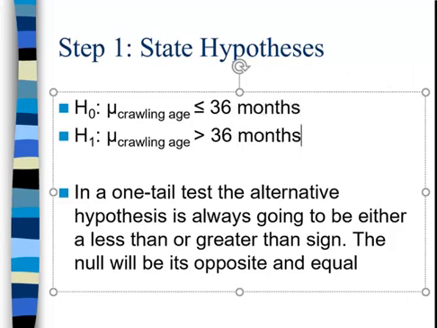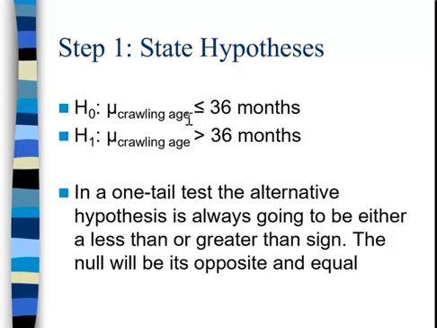Whereas our null hypothesis should be that our mean crawling age for our sample should be less than or equal to 36 months. But again, remember in English, we're just saying, look, there should be no difference, or alternatively, our sample should be greater than 36 months.